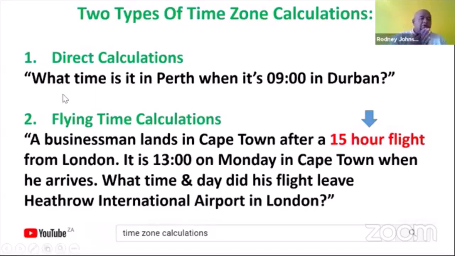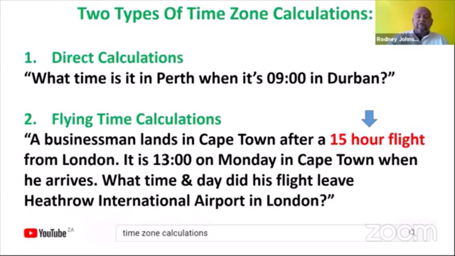So if you send a WhatsApp to your friend in Perth right now at 9 o'clock or 20 past 9, what time is it in Perth when he reads that WhatsApp? Because a WhatsApp is instant, right? So it's a direct calculation. What time is it in Perth when it's 9 o'clock in Durban?